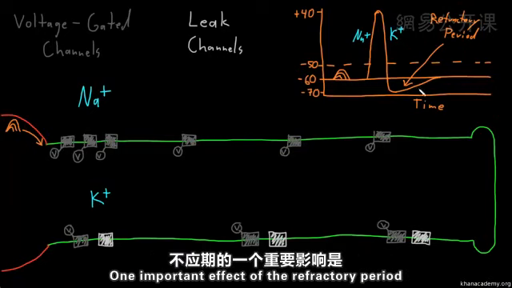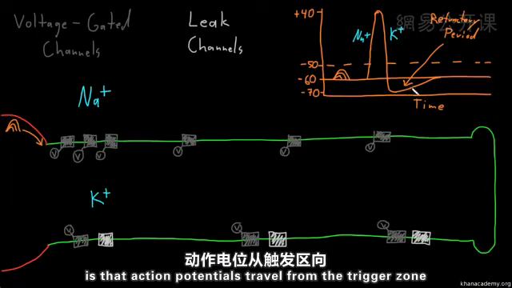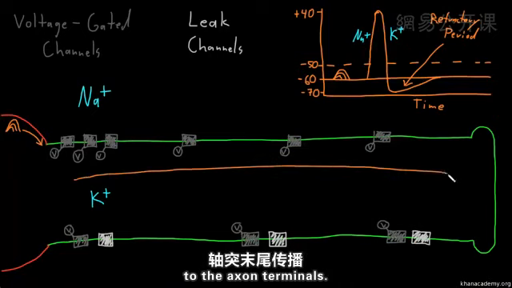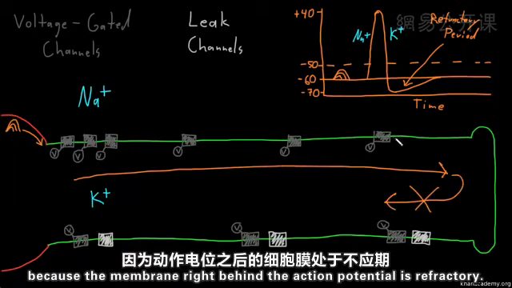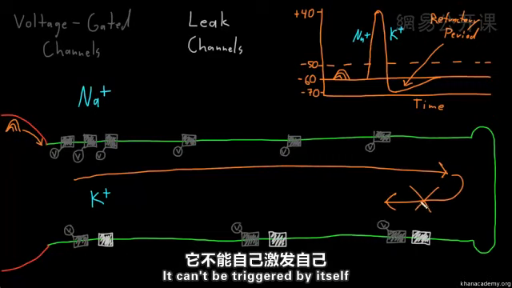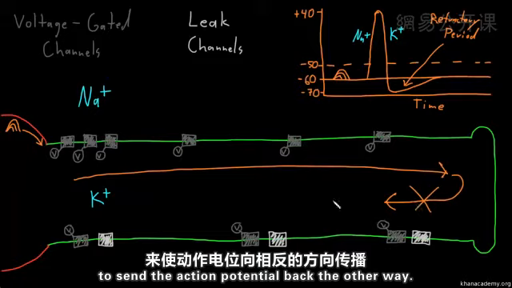One important effect of the refractory period is that action potentials travel from the trigger zone to the axon terminals, and they don't turn around and head right back the other direction because the membrane right behind the action potential is refractory. It can't be triggered by itself to send the action potential back the other way.